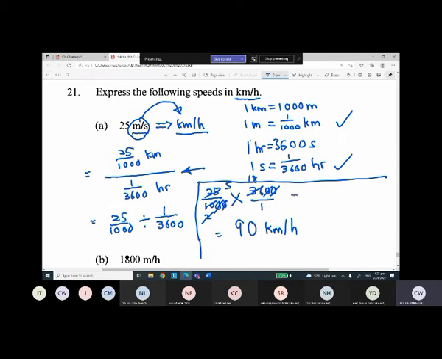So you all don't try to cancel. You all should actually make use of the calculator to help you. You should take 25 over 1,000 times 36,000. I want you to use a calculator and press. Don't cancel. Just press and tell me what's the answer. Do you get 90 or not? Can you take out your calculator and press for me, please?